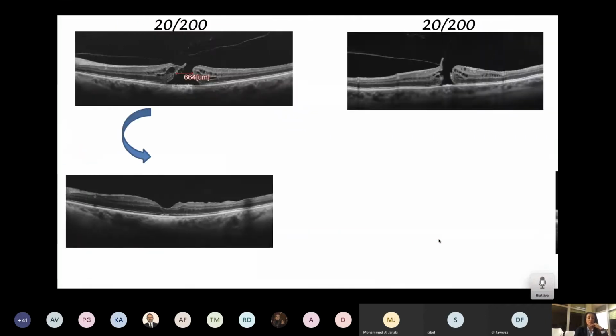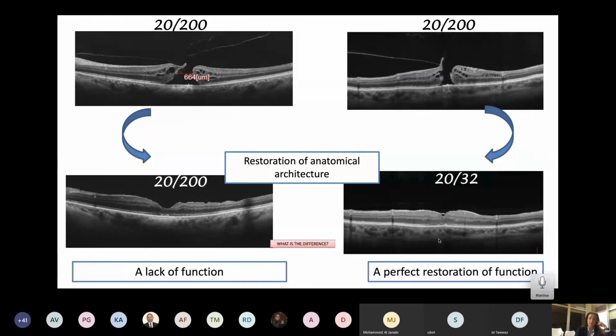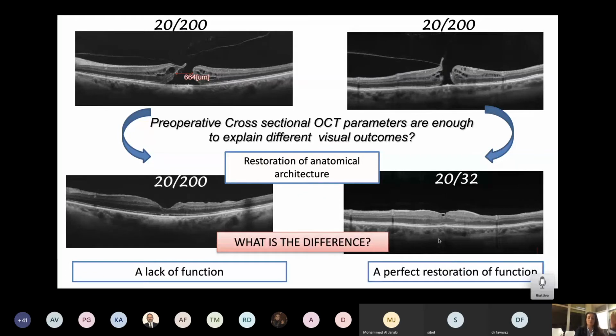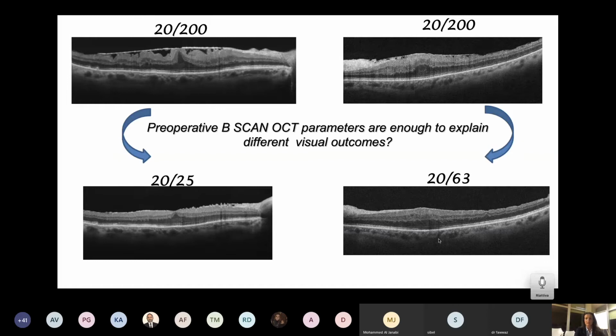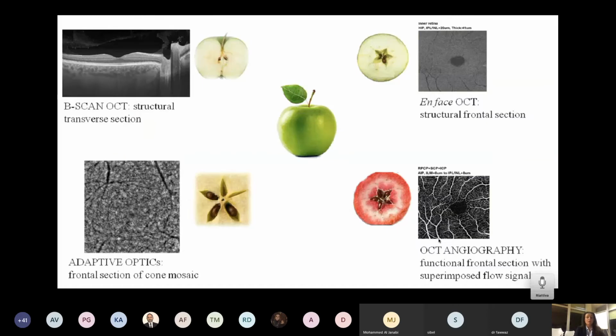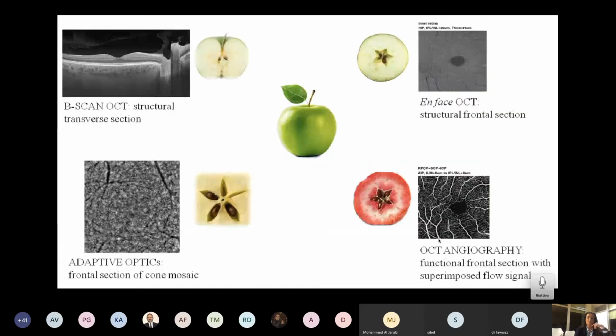In fact, although we have similar preoperative structural B-scan OCT parameters, sometimes we get very different functional outcomes. So maybe preoperative cross-sectional OCT parameters are not enough to fully explain the different visual outcome. And this is the same for epiretinal membranes. Therefore, we need to evaluate the VRI from different points of view. And today we have many techniques that permit this.